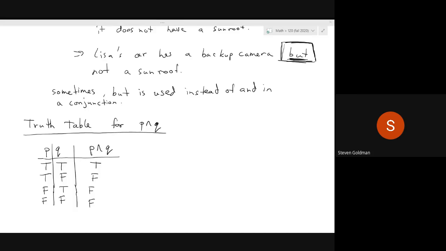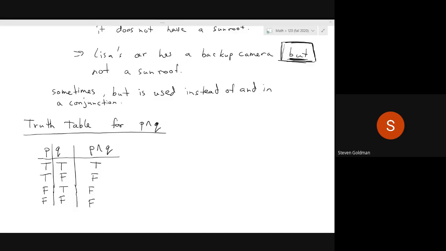Okay. Let's go back to Lisa's car. Let's say I give you the sentence, Lisa's car has a backup camera and a sunroof. Right? I write down that sentence. And let's say Lisa's car does not have a sunroof, but it does have a backup camera. So P is true, but Q is false, then the statement is false.